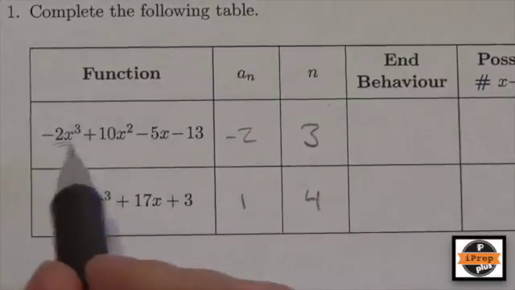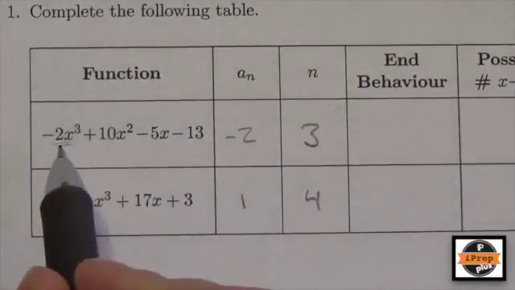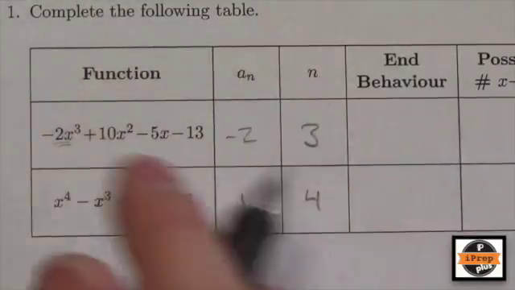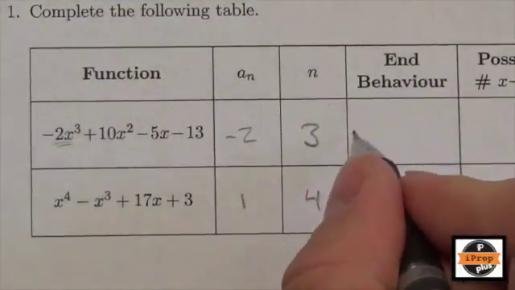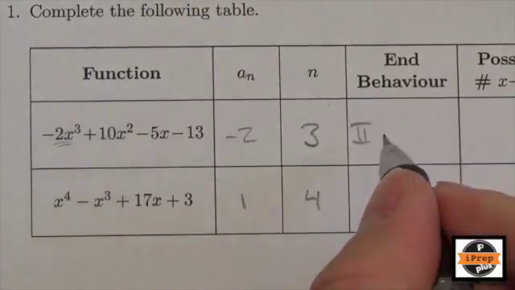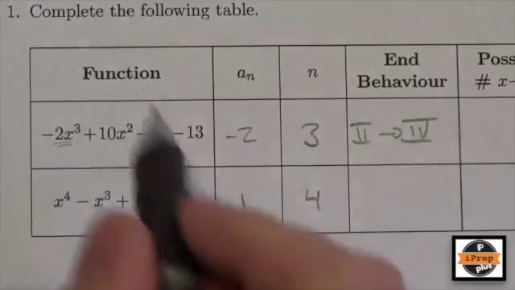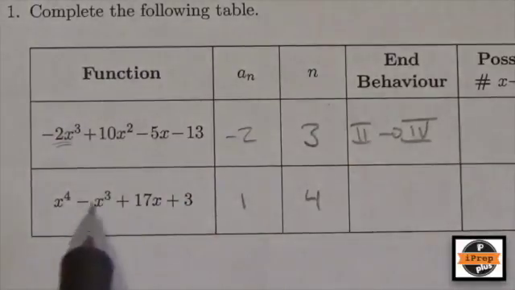Because this is a negative odd function, this first one is going to start high and end low. It's going to start in quadrant 2 and end in quadrant 4. It's going to basically start up and then move down.